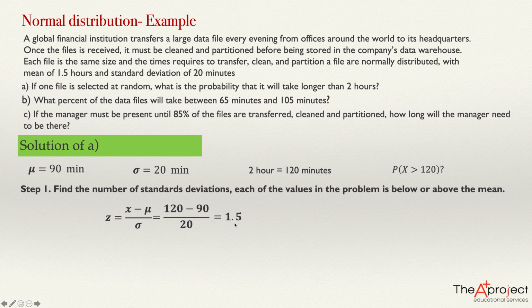So now we have 1.5. Look at that, the answer is without units. This 120 is minutes. This 90 is minutes. So the numerator is in minutes. This is 20 minutes, so the units cancel. That is the reason why it's a good idea to always use the same unit for the mean and the standard deviation. That finishes the first step in the solution of the problem.